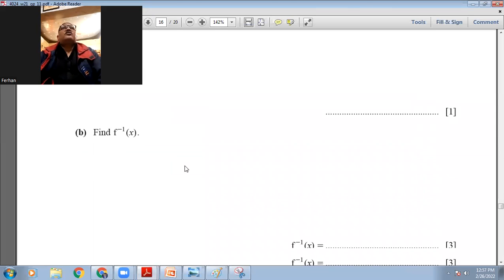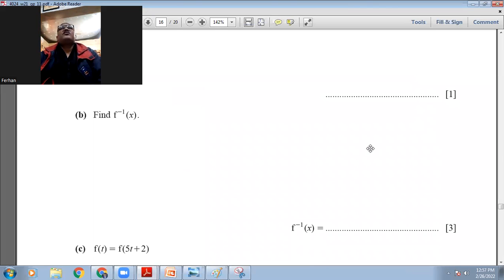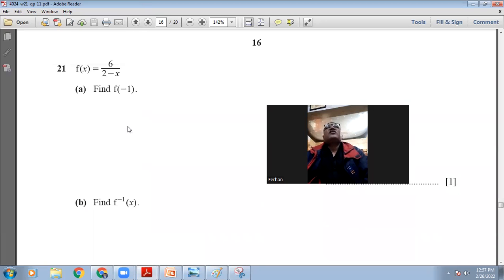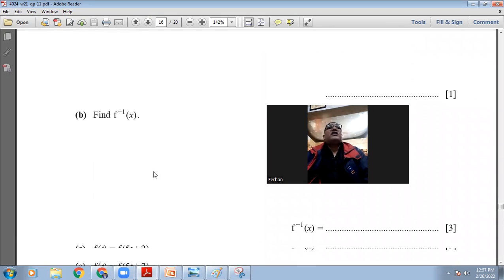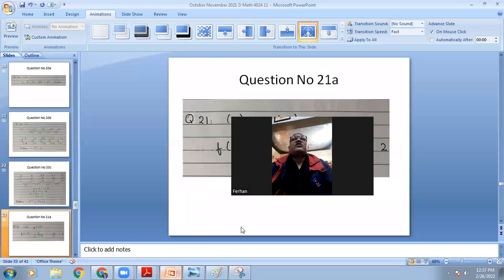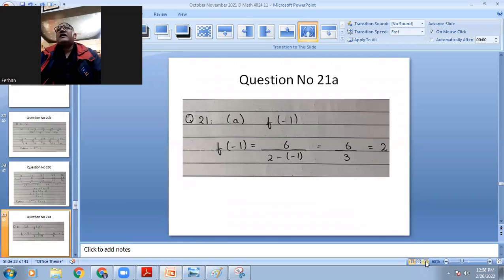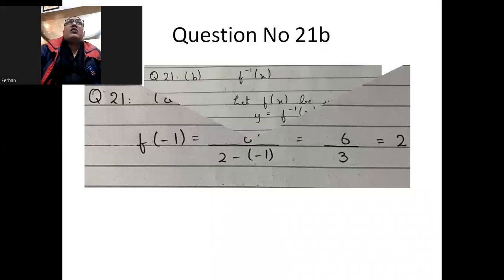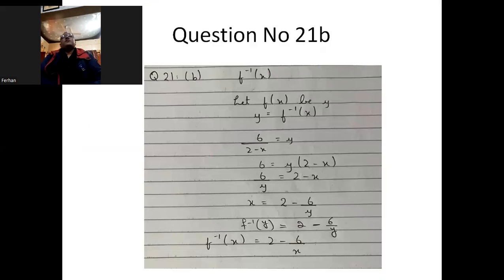Okay. So the next part, he wants you to find out the inverse of this function. This is that function, and he wants you to find the inverse of it. It's a 3 marks question, very simple and straightforward. So let me show you how this is done. And here we go. So question number 21, its B part.